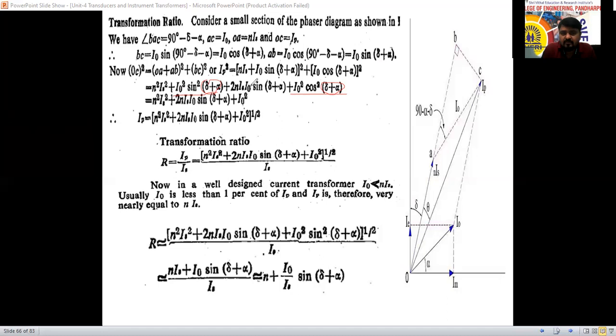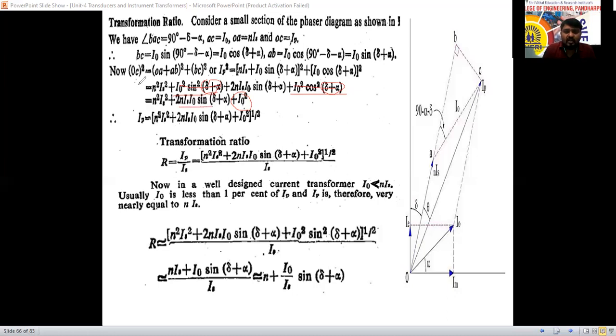One only. Yes. So that is called I naught square. We have kept these two terms here; by removing these two terms, we have kept I naught square, n square I square as it is. This is 2 n I_s I naught sine delta plus alpha, as it is.